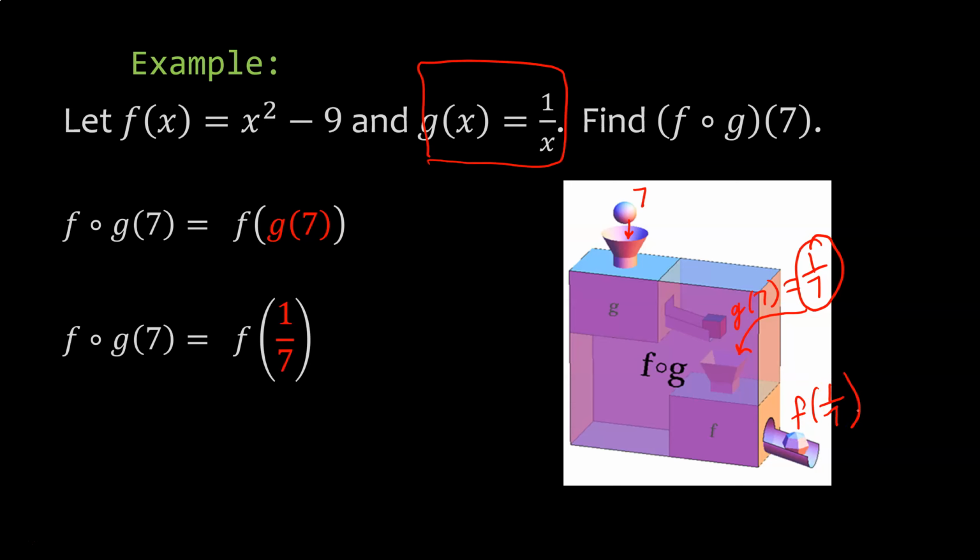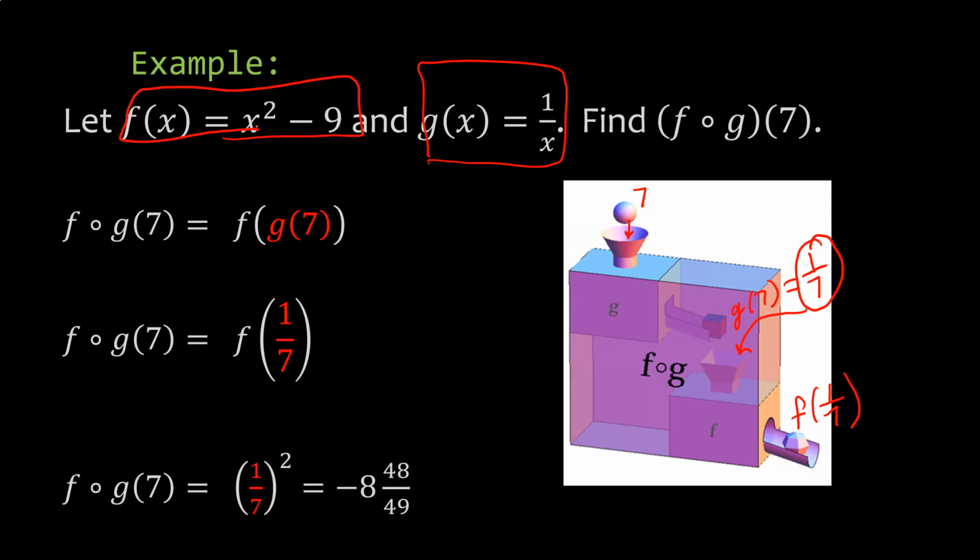And what is f of 1/7? Wherever x is in my function f of x, I put in my input of 1/7, and that would be 1/7 squared minus 9. That gives me negative 8 and 48 over 49, because 1/7 squared is 1 over 49, and 1 over 49 minus 9 is negative 8 and 48 over 49.